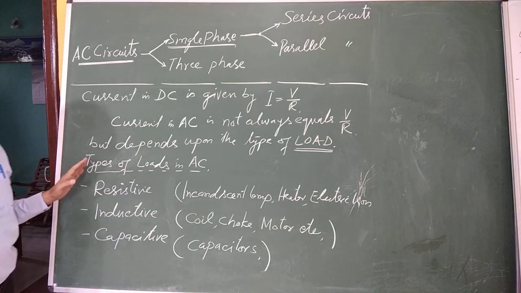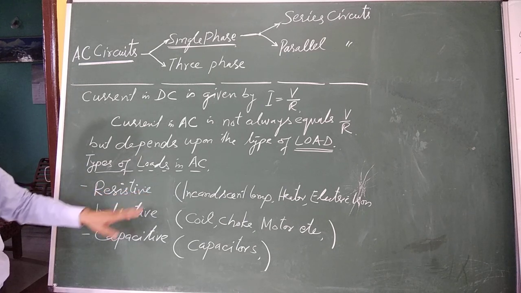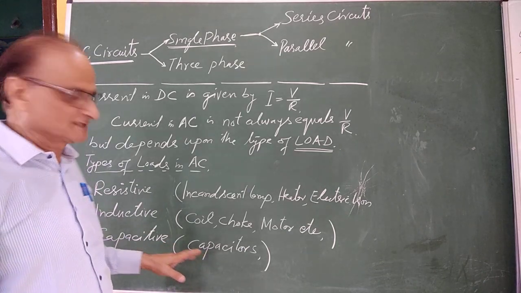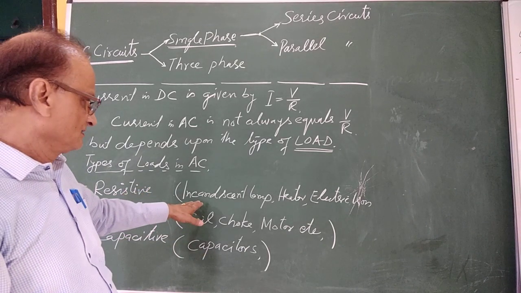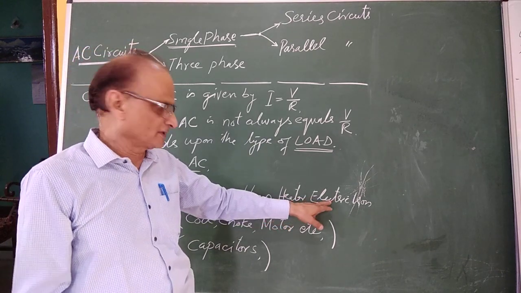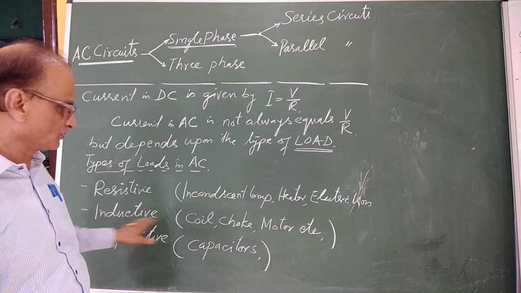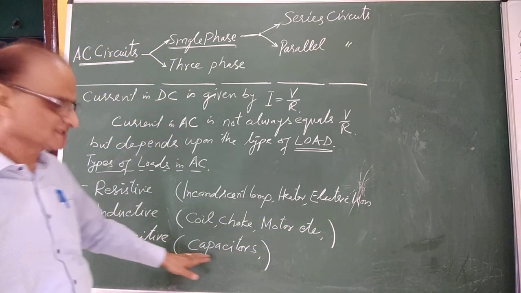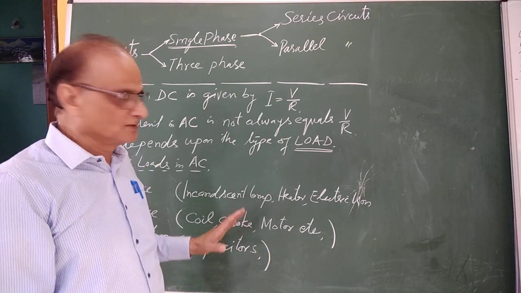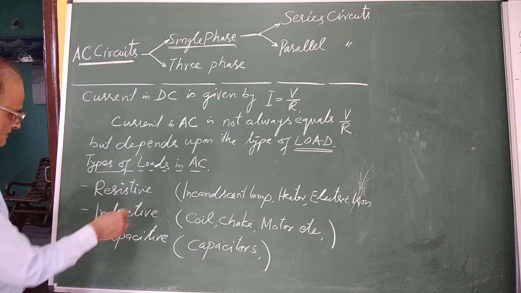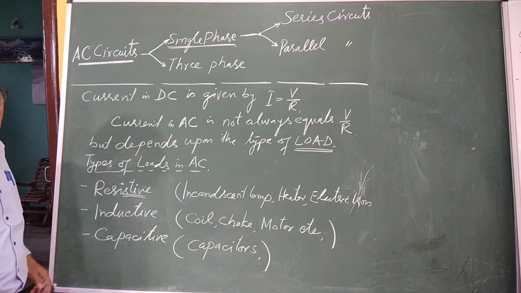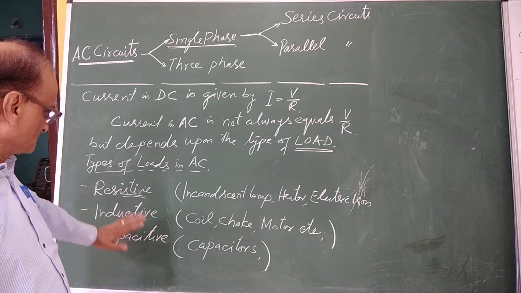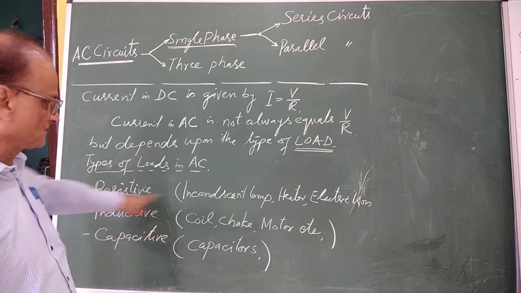There are three types of load on AC: resistive loads, inductive loads, and capacitive loads. Examples of resistive load are incandescent lamp, heater, electric iron. And examples of inductive loads are coil, choke, motors, etc. And capacitive load is capacitors. First, we will deal with resistive load only. Then we will take inductive load. Then we will take capacitive load. So first we are starting with the resistive loads.